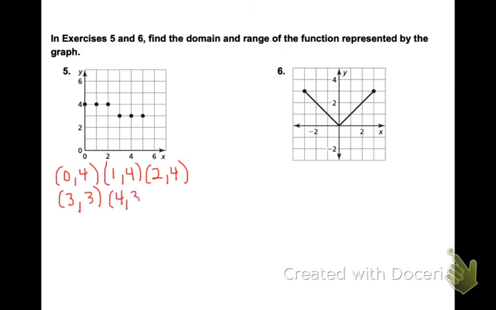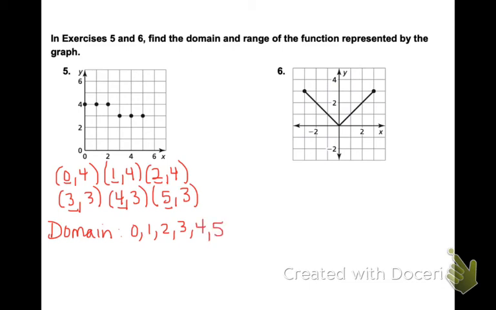4, 3. And 5, 3. Okay. So when we want to list the domain, we want to list all of these values, but there's no need to repeat any. There aren't any repetitions. So least to greatest would be 0, 1, 2, 3, 4, and 5. That's our domain. Those are all the x values. The domain is the input.